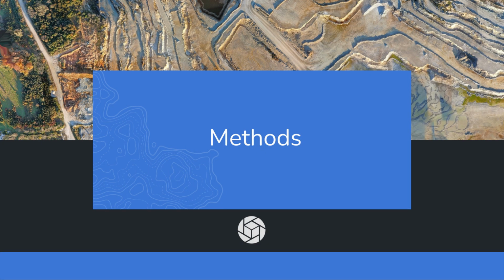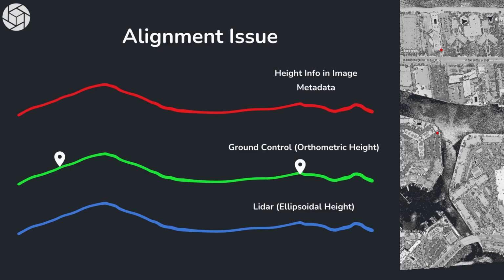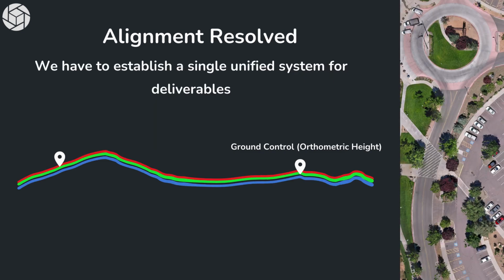Now let's look at how we do this. First, we need to realize that image metadata, the mapping coordinate system, which is the coordinate system of the ground controls, and the LiDAR's coordinate system can be different. In fact, that's what we always see when we look at these data. Therefore, we need to figure out a way to align these different data into one common coordinate system.